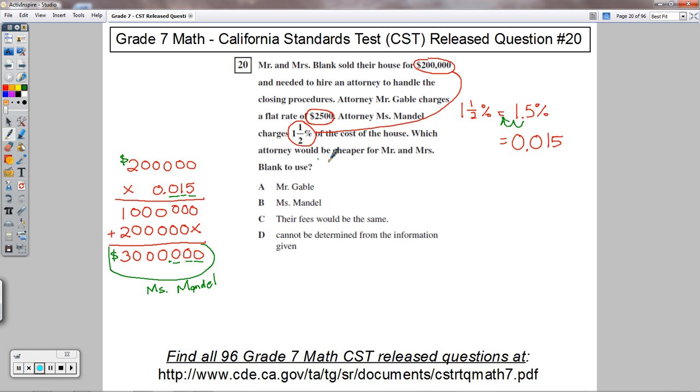So which attorney would be cheaper? Looks like Mr. Gable would be cheaper in this instance by $500. $3,000 is $500 more than the $2,500 that he charges. Number 20, choice A.